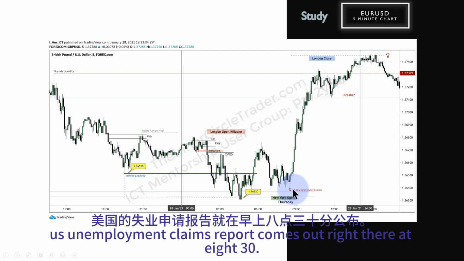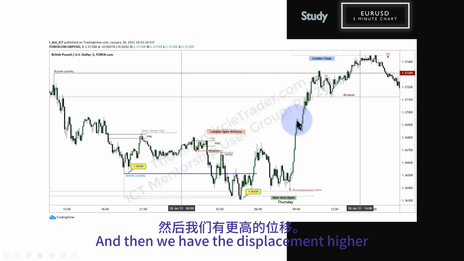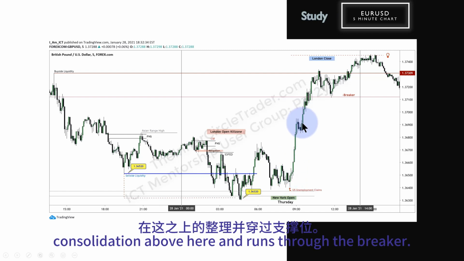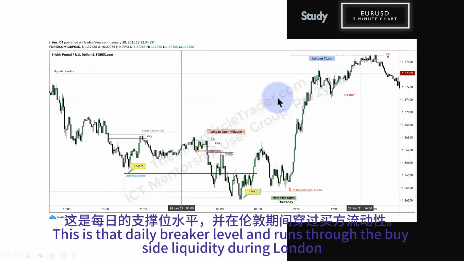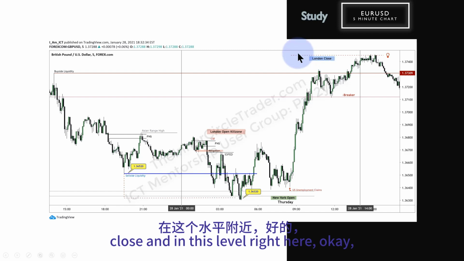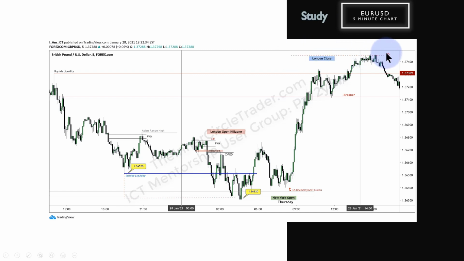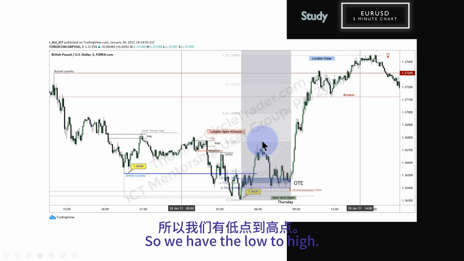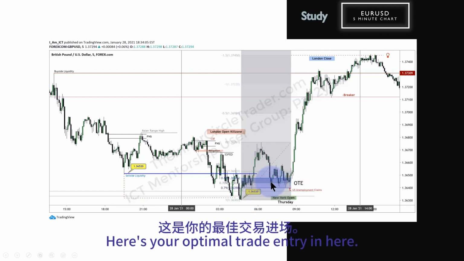U.S. unemployment claims report comes out right there at 8:30, and then we have the displacement higher, consolidation above here, and runs through the breaker. This is at daily breaker level. It runs through the buy side liquidity during London close, and in this level right here, it's going to be the fib level. So we have the low to high. Here's your optimal trade entry in here.